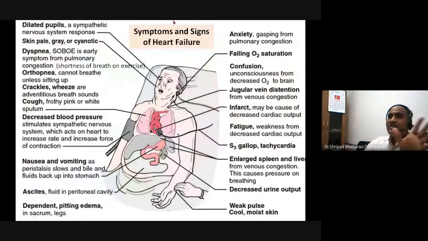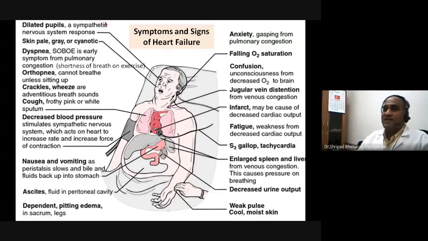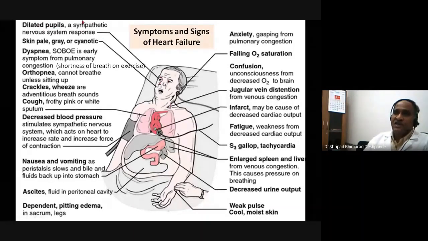Now, summarizing what I have said about the signs and symptoms, because these are important from the point of view of physical examination, I will go one by one. You will find dilated pupils. The pupils are dilated because in this person there is increased sympathetic activity. That's one point. And the entire skin is pale, gray, and cyanotic. If you look at the lips, the nose, and the tips of the fingers, they may be cyanotic, and the whole body is pale.